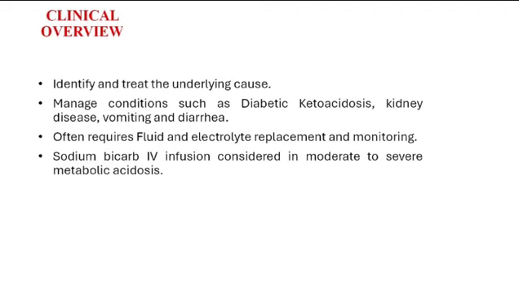So manage conditions known to cause these imbalances. They include diabetic ketoacidosis, where we'll give insulin and fluids; kidney disease, which might require dietary changes or even dialysis; and conditions like severe vomiting or diarrhea, which cause alkalosis or acidosis respectively. Almost always we'll need fluid and electrolyte replacement and careful monitoring. Dehydration and imbalanced electrolytes like potassium are common and can be dangerous, so we are constantly checking blood levels.